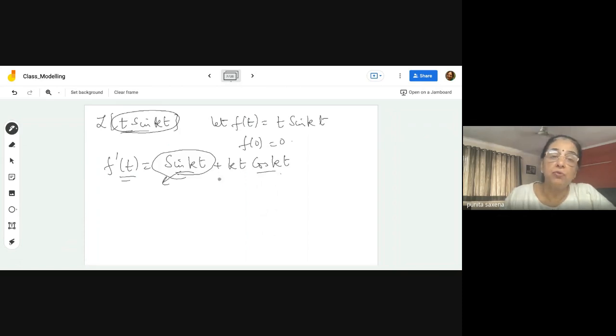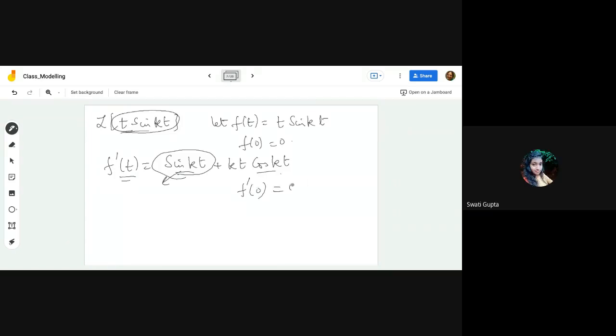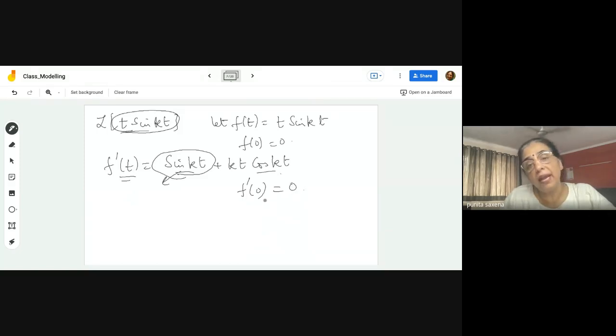But what happens to f dash at 0? What will it be? 0. Again 0. Okay. So the moment I have this, it gives me an idea. Why not find f double dash t? Because I know that if I differentiate again, this cos kt will have the derivative as sine kt, which is required actually, right? So what will be f double dash t in this case?